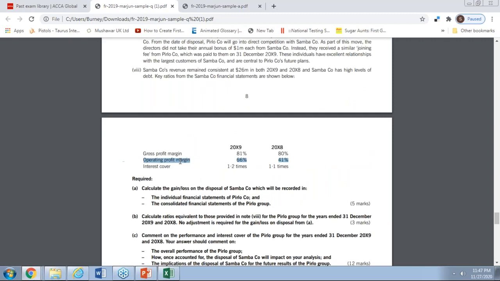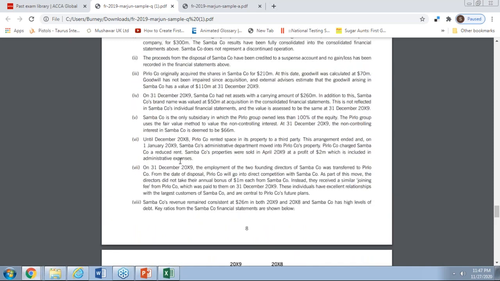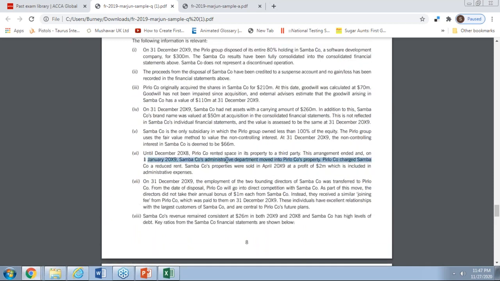So when you are commenting on this part, you have to identify that one of the impacts of this increase was that the Samba company is paying lesser rent to the Pillu group, number one. And the second thing is the Samba company has sold its properties and there is a gain on the disposal of 2 million which has been included in the P&L. So there is a one-off impact on the Samba company's profit because of the gain on disposal.